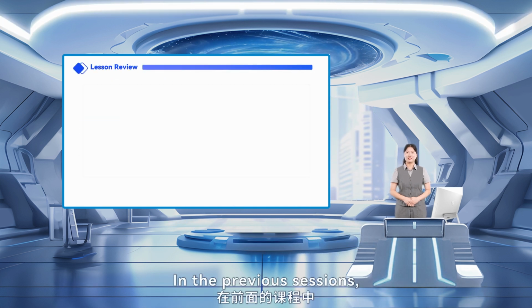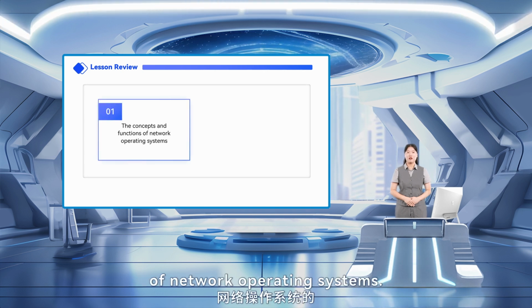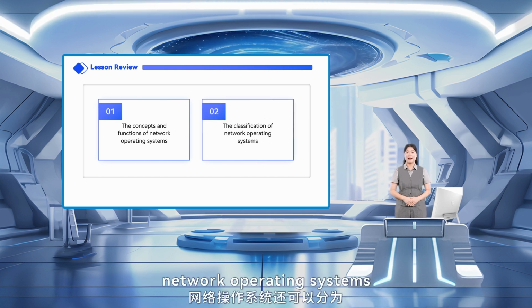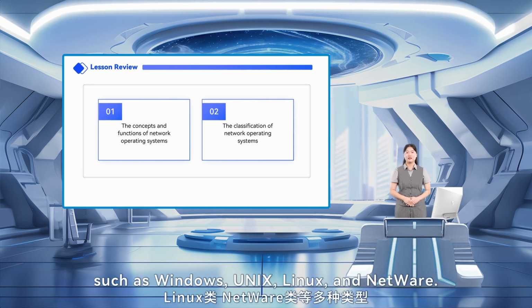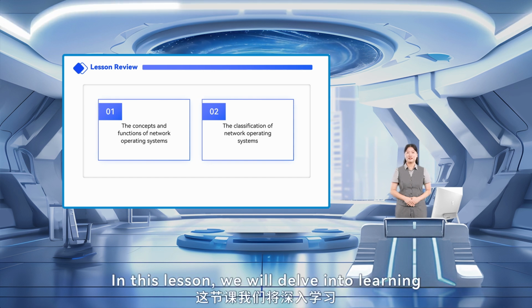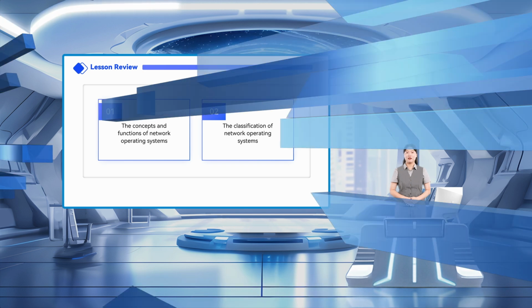In the previous sessions, we have studied the concepts and functions of network operating systems. Depending on the application environment and requirements, network operating systems can be classified into various types such as Windows, Unix, Linux, and NetWare. In this lesson, we will delve into learning about the Windows Server System.